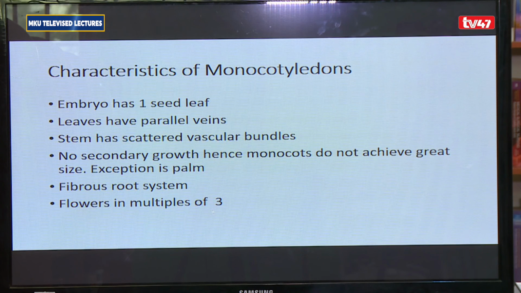Now, between the two classes in the division Angiospermatophyta, we find the dicots with their secondary growth are more adapted to life on land, and they tend to be more numerous compared to the monocotyledons.